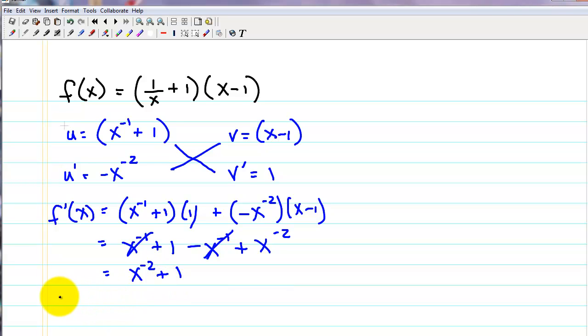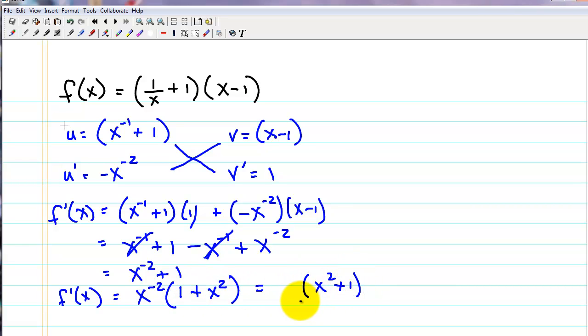I'll GCF factor out this so that I can get a common denominator and get rid of my negative exponent. So I'm going to GCF factor out an x to the negative 2, and I'm left with 1 plus x squared. And I can simplify that by rearranging what's in the leftovers here into traditional order and moving this to our denominator to get rid of the negative exponent. And now I have my final answer in factored form.